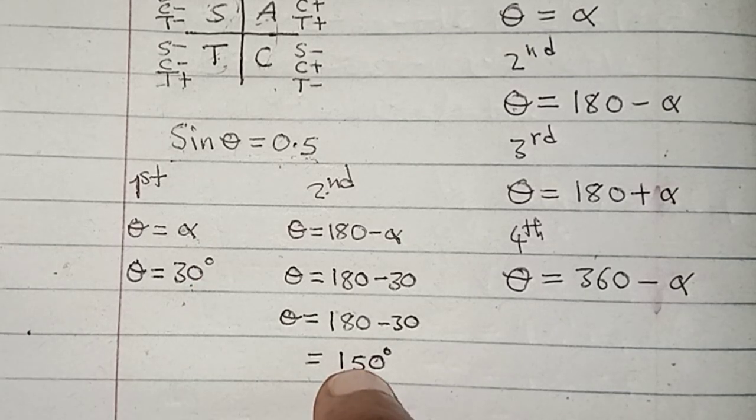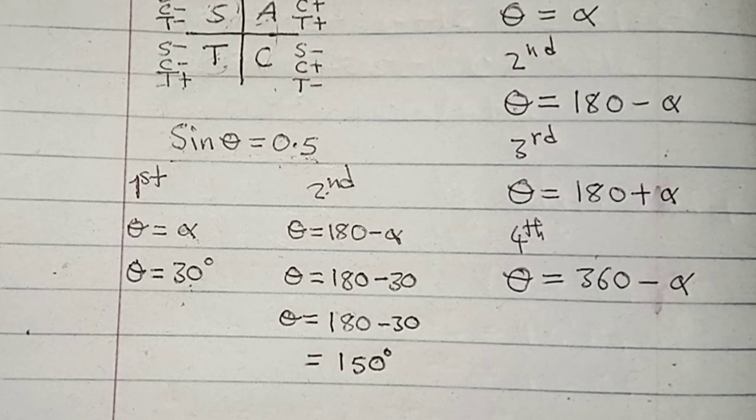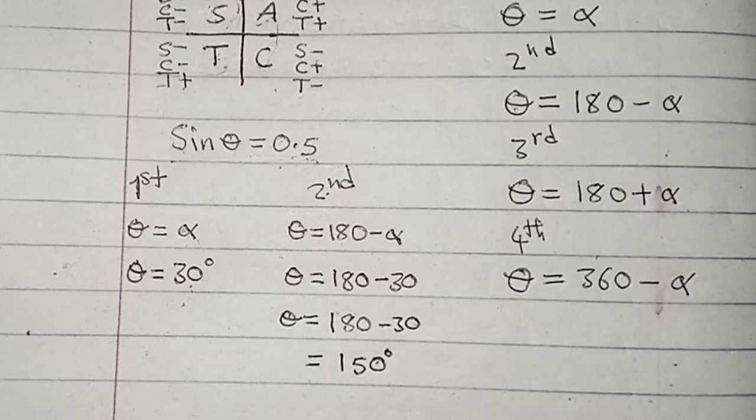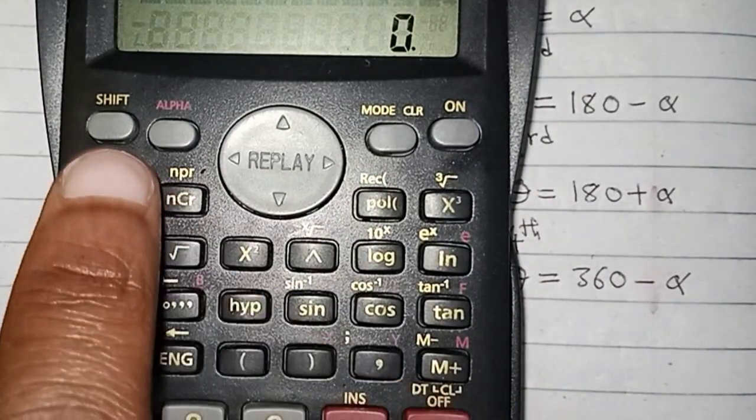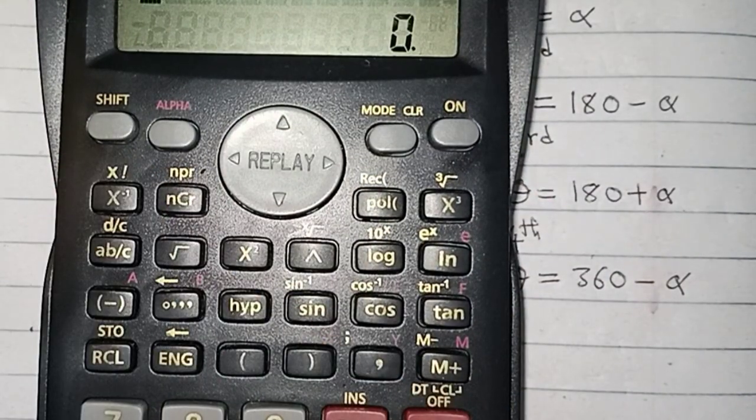Even this one, 150, is between 0 degrees and 360 degrees. So these are our answers. To verify that your answers are correct, just get your calculator. We are dealing with sine, remember? So this time we are not shifting, you just go direct on sine.